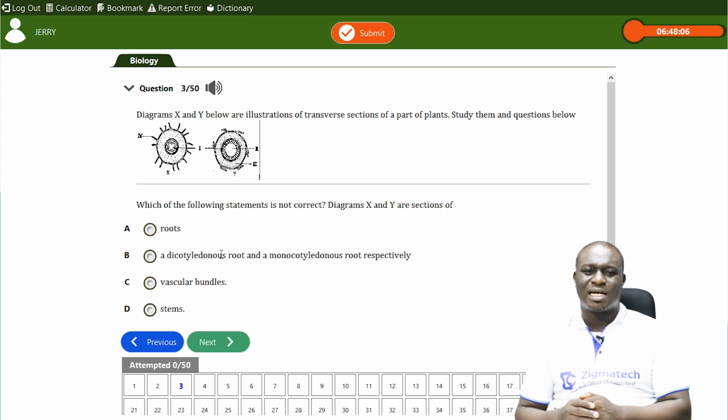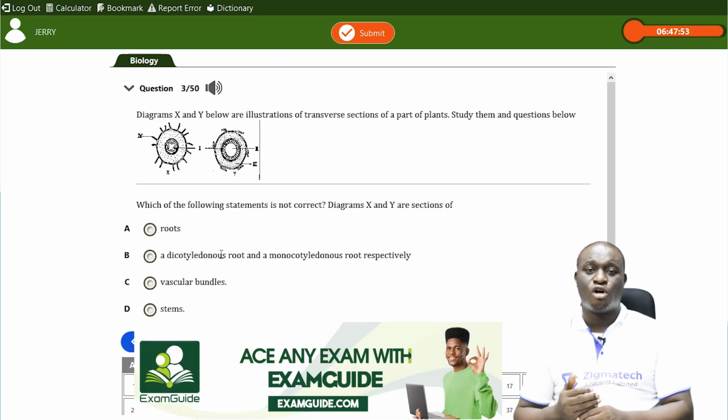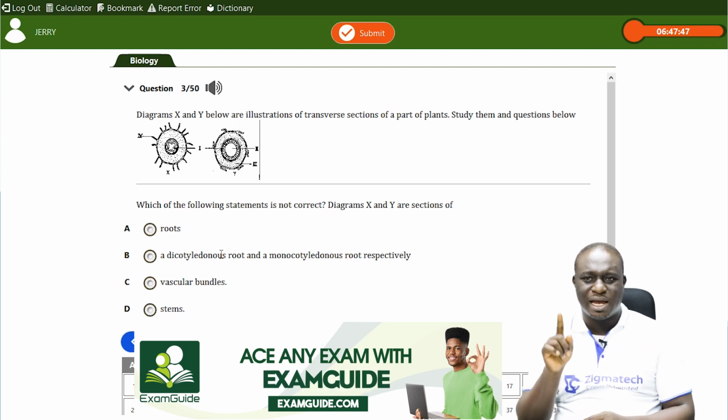Now if you look at that, that is a transverse section that was done there. Is it a transverse section of the leaf? Is it a transverse section of the stem or shoots? Or is it a transverse section of the roots? Now, if you look at the diagram there, you can easily spot out the root hairs.